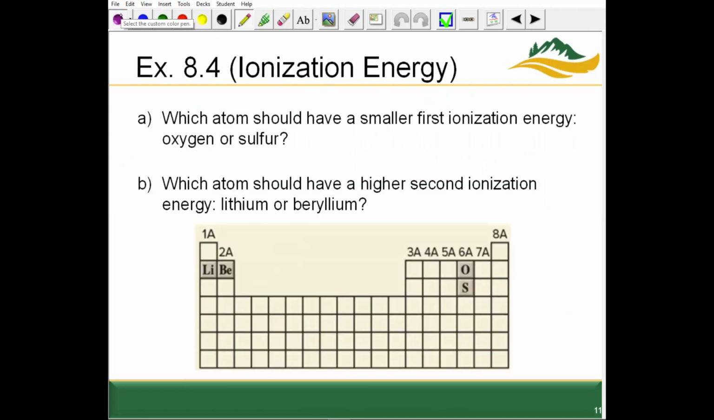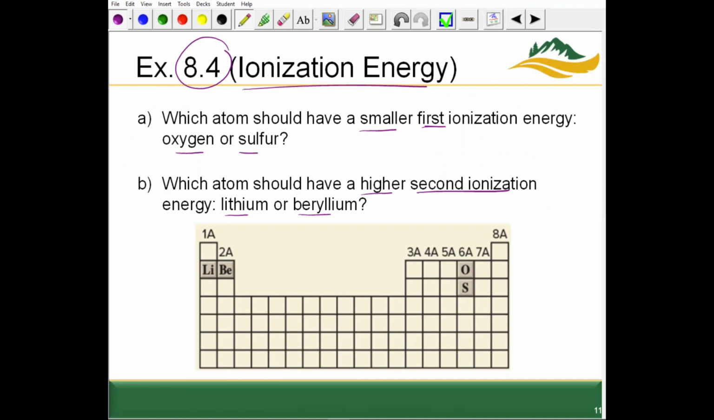For a little more practice on ionization energies, let's look at 8.4 together. So in A, which atom should have a smaller first ionization energy, oxygen or sulfur? Then in B, which atom should have a higher second ionization energy, lithium or beryllium?